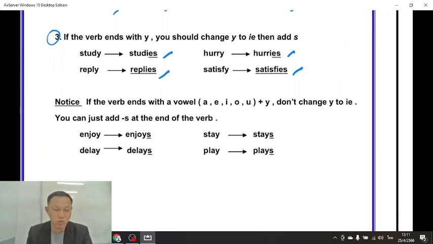Notice, if the verb ends with a vowel, a, e, i, o, or u, plus y, don't change y to ie. You can just add s at the end of the verb. For example, enjoy, enjoys, delay, delays, stay, stays, play, plays.